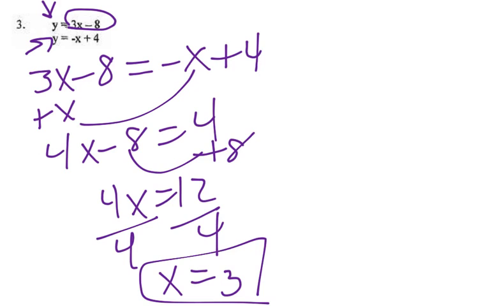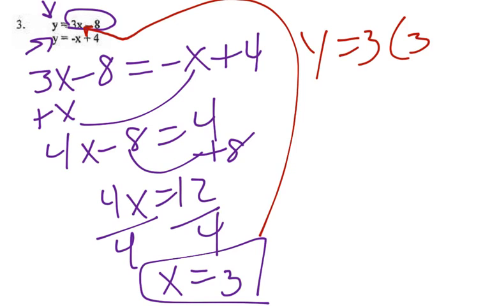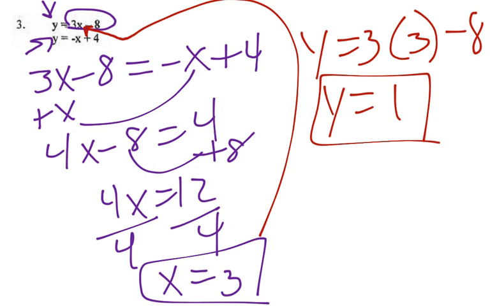Got to have two answers, so I'm going to take this to either one of them. I'm going to go to that top one and put it in. So y is equal to 3 times 3 minus 8. So y is equal to 1. Just punch that in your calculator. It does not matter. If you took it to the other equation, you would still get 1.